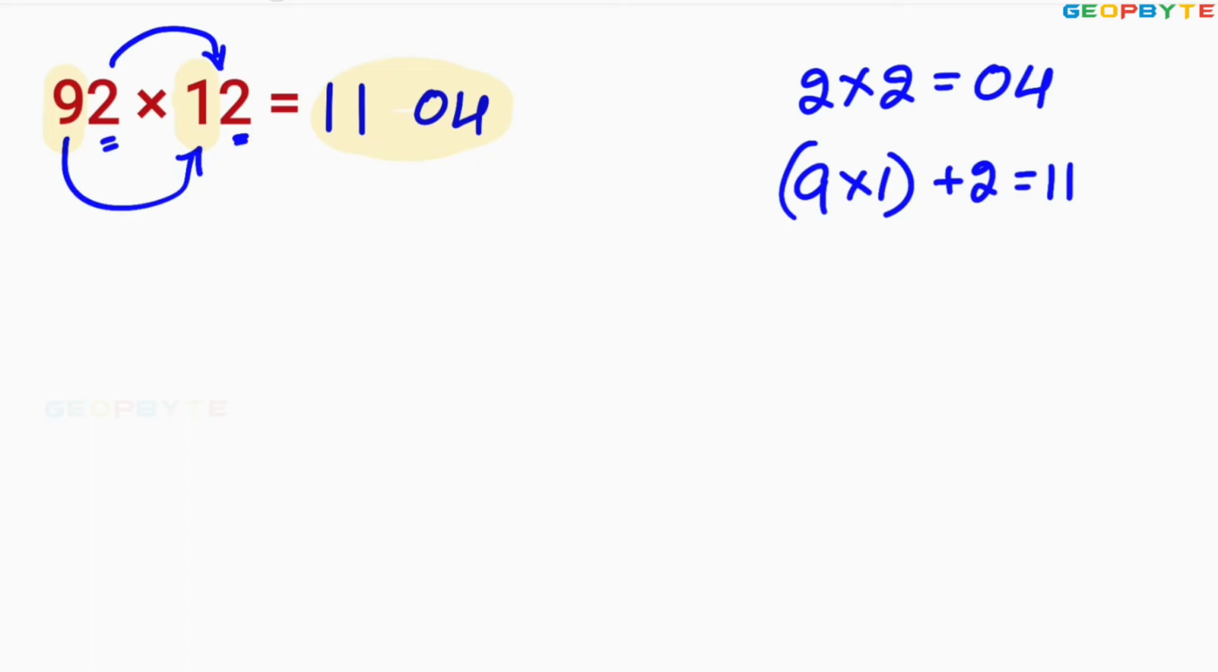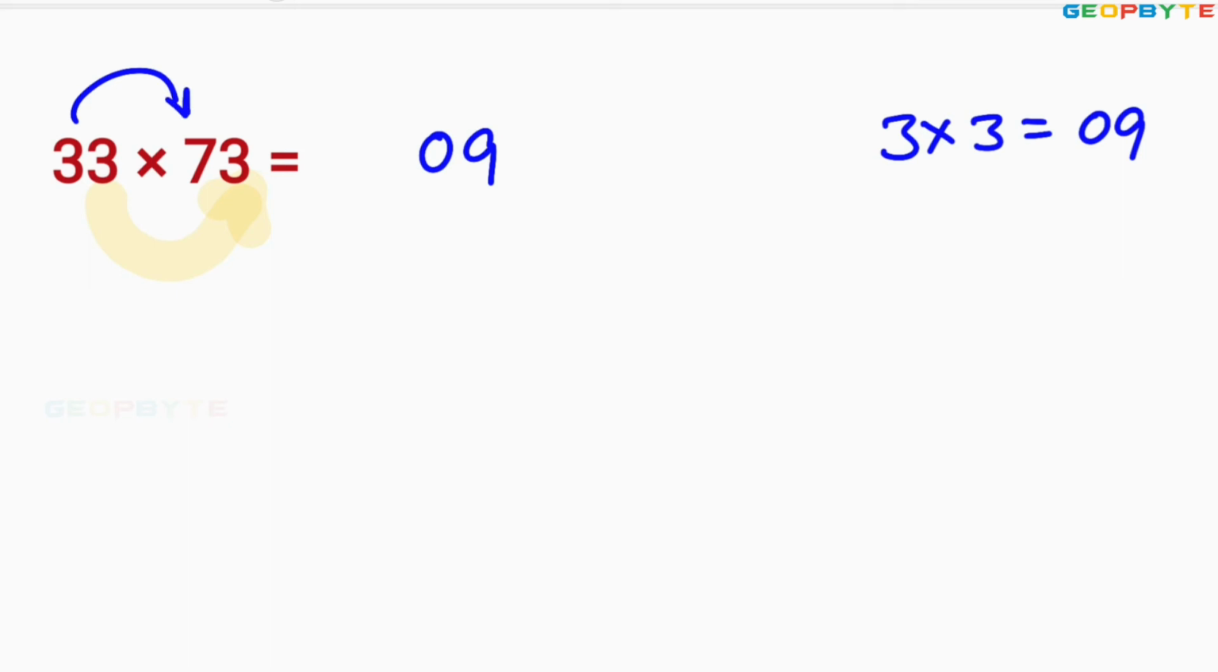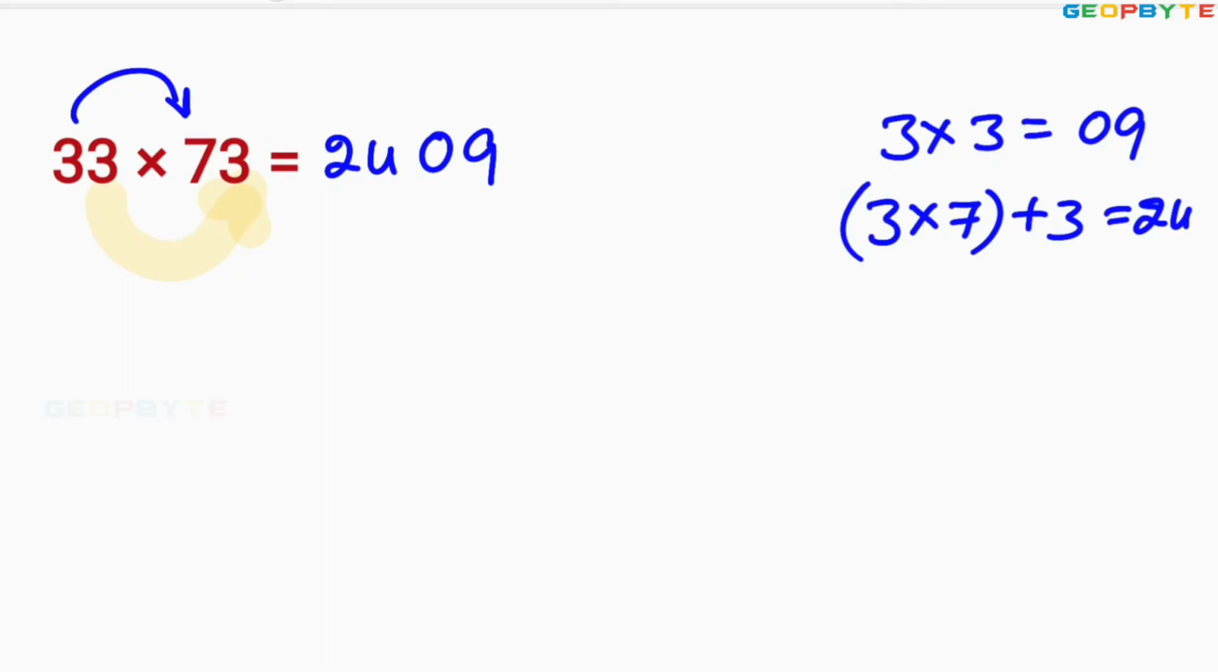I hope you understood. 33 into 73. Multiply 3 and 3. 3 into 3 equal to 9. But to be written in terms of 2 digits. 09. Then multiply 3 and 7. 3 into 7. For that add the common digit, that is 3. It is equal to 24. Write that 24 here. Within seconds you can complete it.